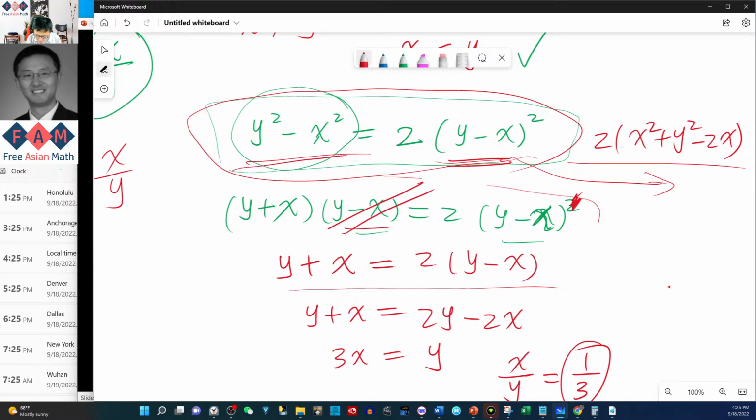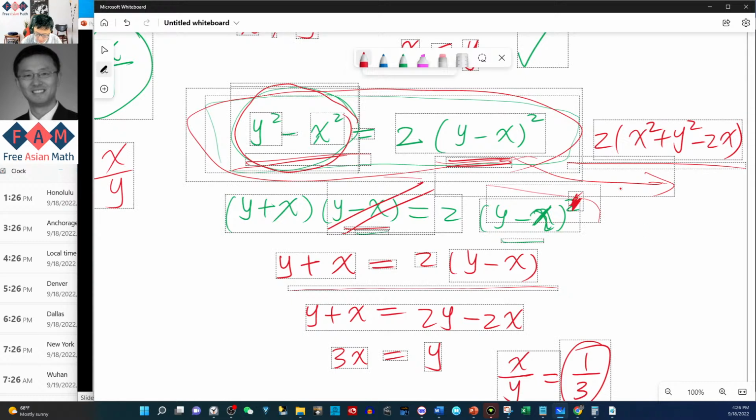At the very beginning, you can factorize y squared minus x squared. Of course, this is very easy, but this is a good test of your fundamental skills. If you don't recognize that you can do factorization on the difference of squares, I'm sorry, my friend, you probably won't go very far in math competition. All right. So let's do the next problem.